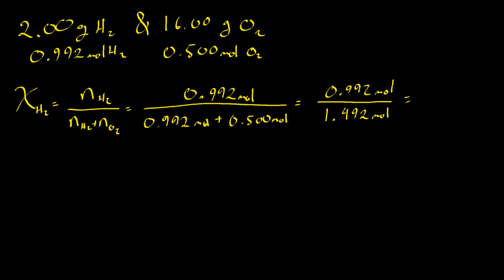And that is equal to, when you do that math, 0.665. That's not too breathtaking. But I want you to notice something. Look over here on the left. You have moles divided by moles, and the moles cancel, leaving you with 0.665. Mole fraction is a unitless number.